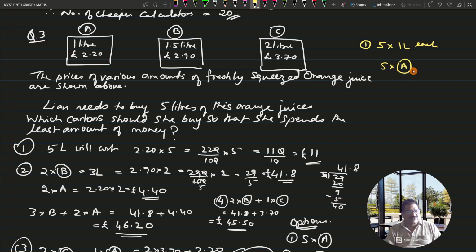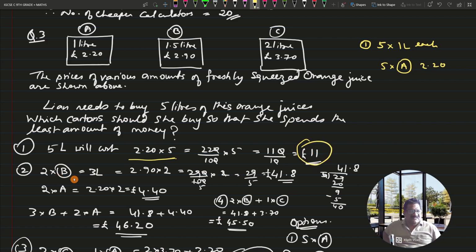Now, what is the cost of this A? It is 2.20 pound, so you have to do 5 multiplied by 2.20. 2.20 multiplied by 5 will be equal to 220 upon 100 into 5, which works out to 110 upon 10, which works out to 11 pound. So if you go for the first option, you will be spending 11 pounds. But the question is you have to select the pouches in such a way that the minimum expenditure is done.